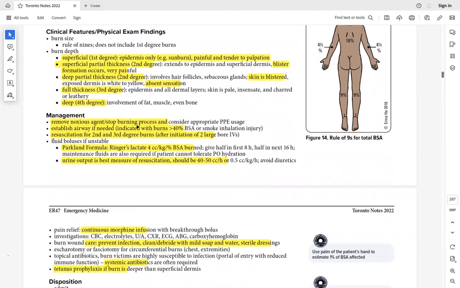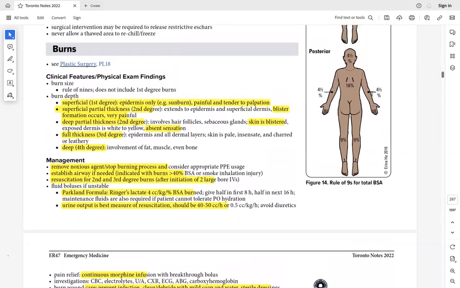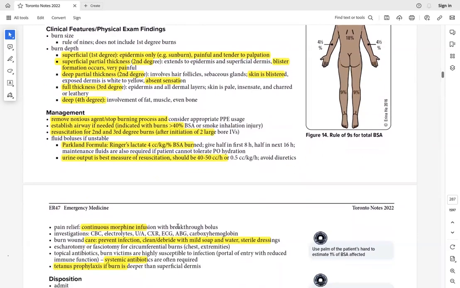What is the management? Remove the noxious agent, stop the burning process, establish airway if needed, then resuscitate the patient with IV fluids, start IV fluids. And remember this Parkland formula. Okay, Ringer lactate 4 cc per kg per percentage of body surface area burn. You should know, like 4.5 is the posterior arm, 18% is the trunk, like this. Just know this, they will give you this percentage of burn. How much fluid do we have to give the patient according to his weight and everything.